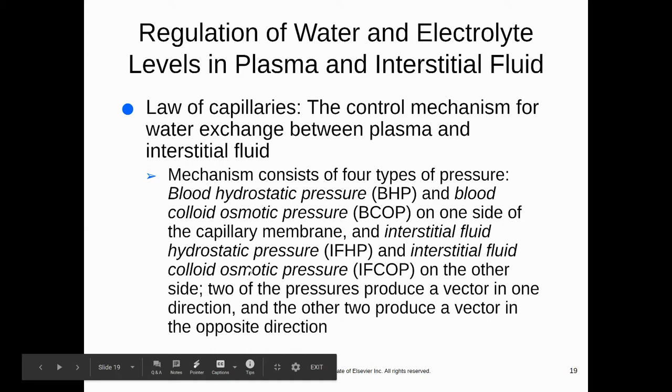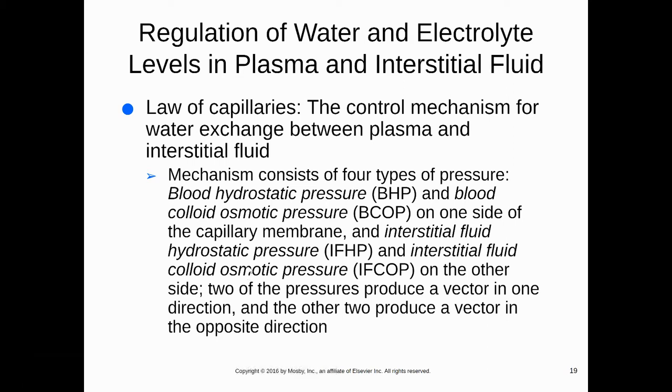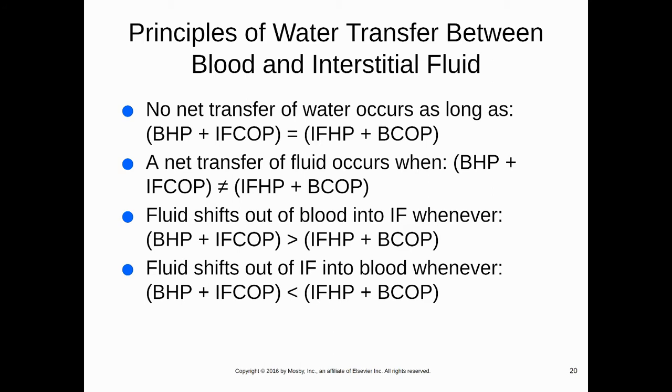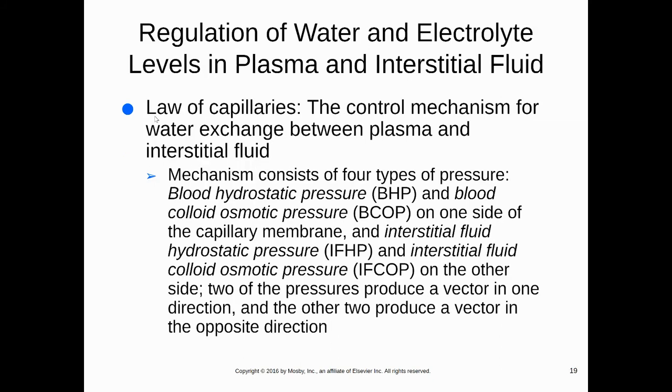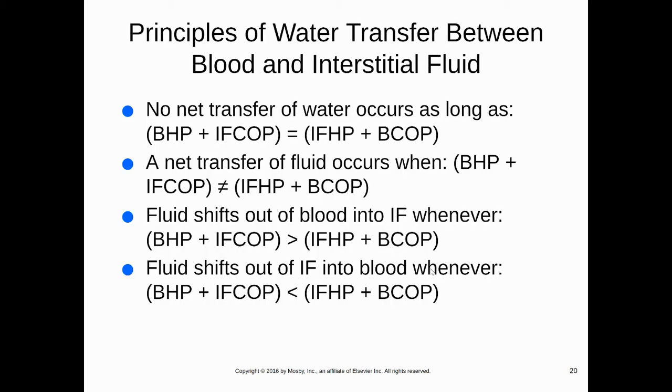So the idea here is that depending on which way you want it to go, there will be an increase or a decrease in that pressure. And the way that you go is from high to low. Remember, we always go from high to low because that takes the least amount of energy. Okay. So in this case, remember, this is our blood hydrostatic pressure, blood osmotic pressure. This is our interstitial fluid hydrostatic pressure and our interstitial osmotic pressure.